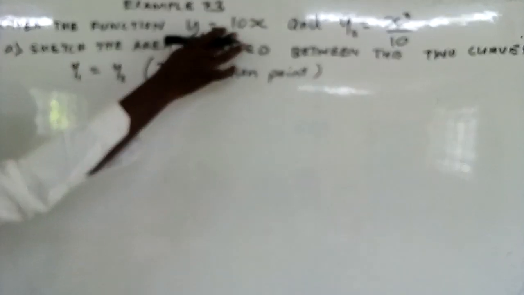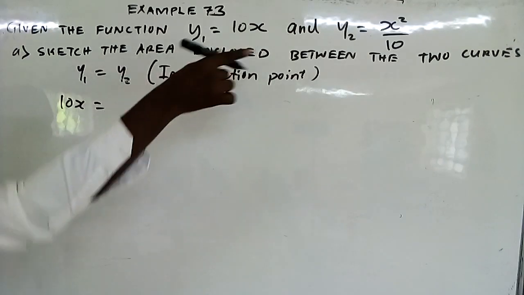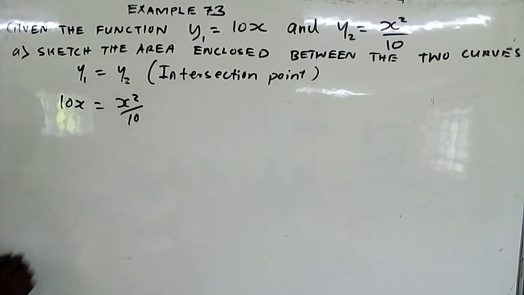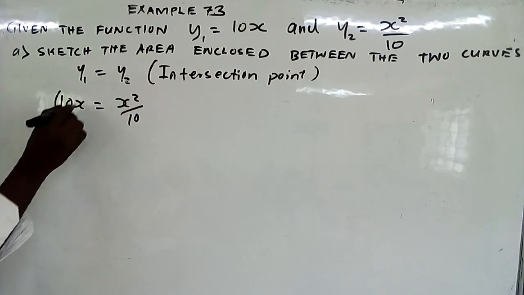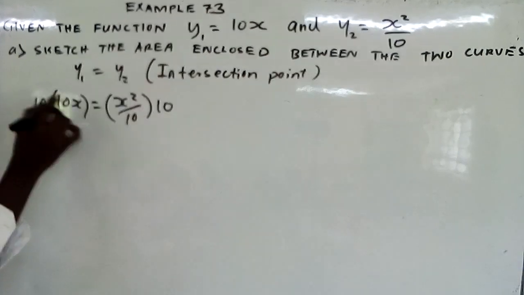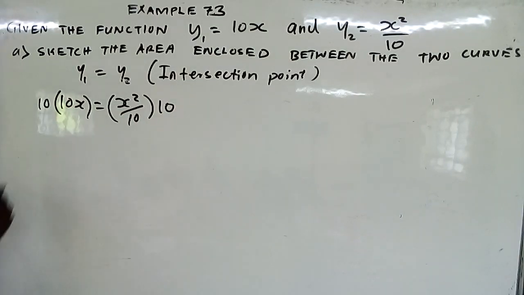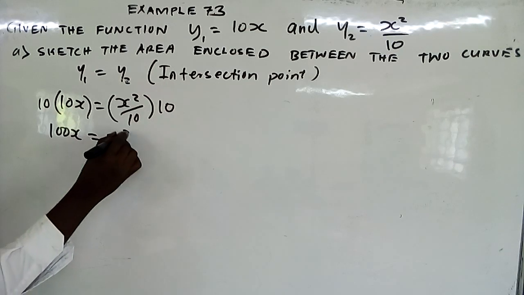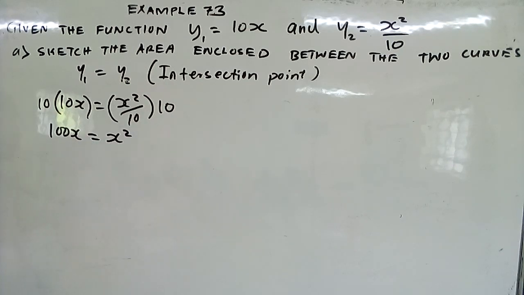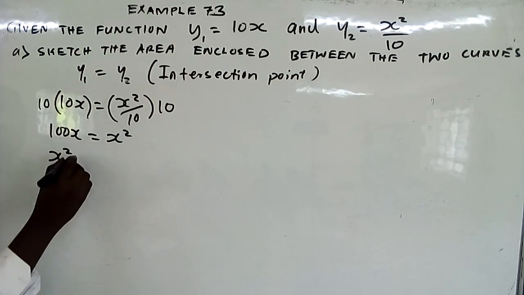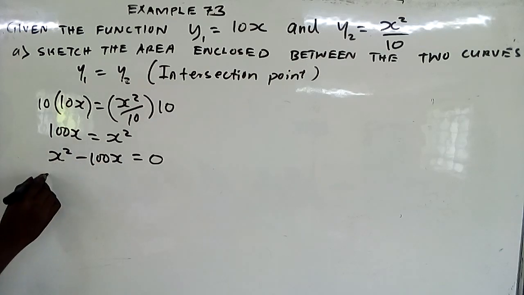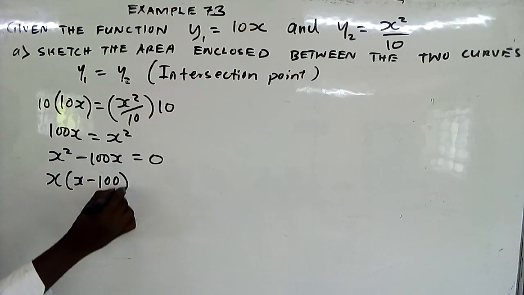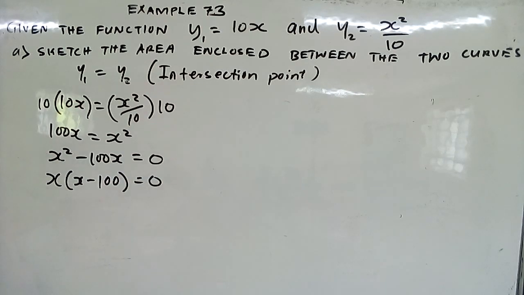Meaning at the point of intersection, y1, which is 10x, is equal to y2, which is x squared over 10. So you can get rid of the denominator by multiplying both sides by 10, isn't it? So you have 100x is equal to x squared. So what is this? This is quadratic. You see, it is x squared. If you take 100x to the other side, x squared minus 100x is equal to 0. Quadratic. You factorize x outside, you get x into x minus 100 is equal to 0.